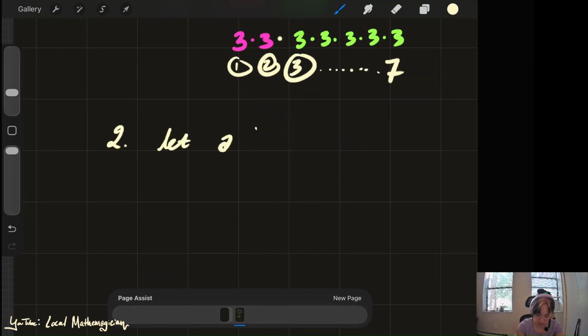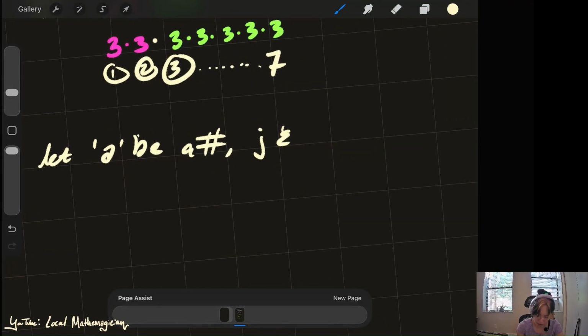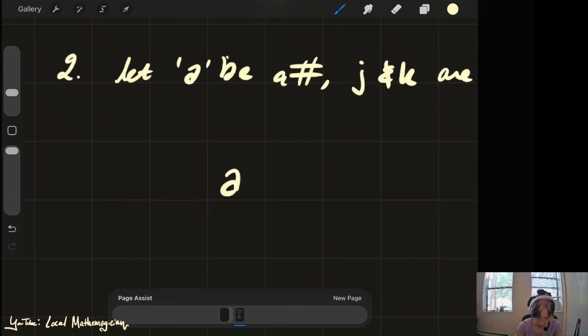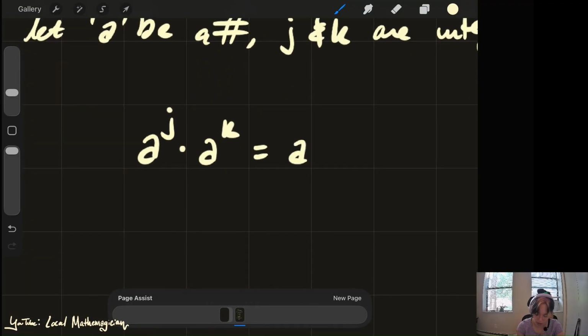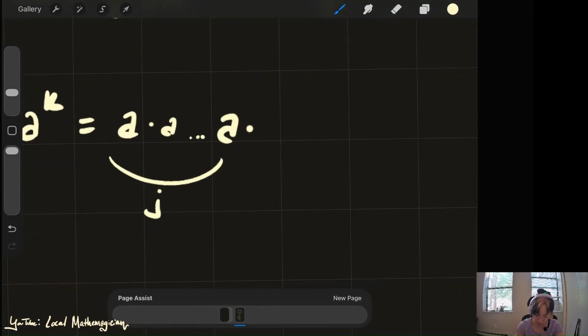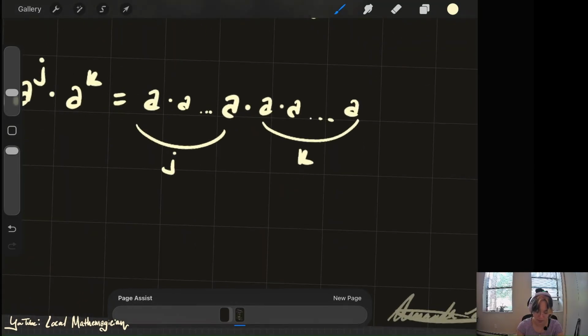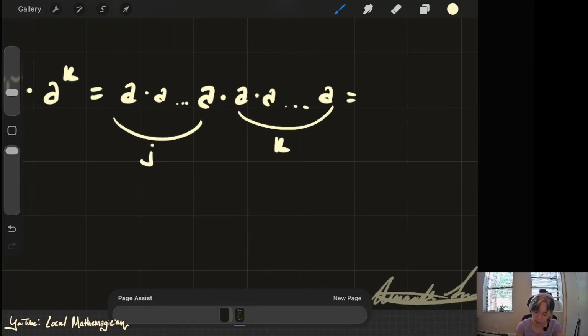Let A be a number and J and K are integers. Okay? That means we know that A to the power of J times A to the power of K is equal to A times A times A, J times, A times A, and another K times, right? And if you count all of the A's together, you end up with A to the J plus K on the exponent, okay?